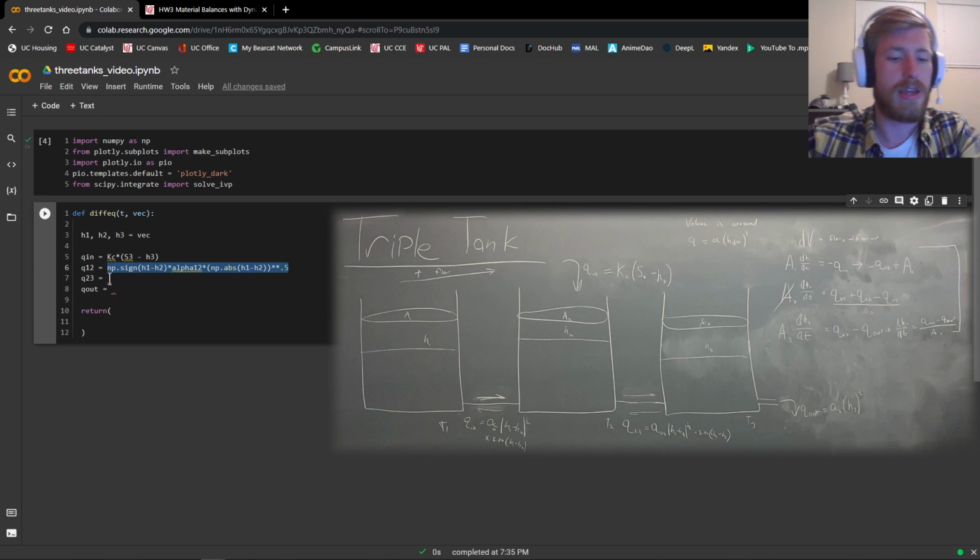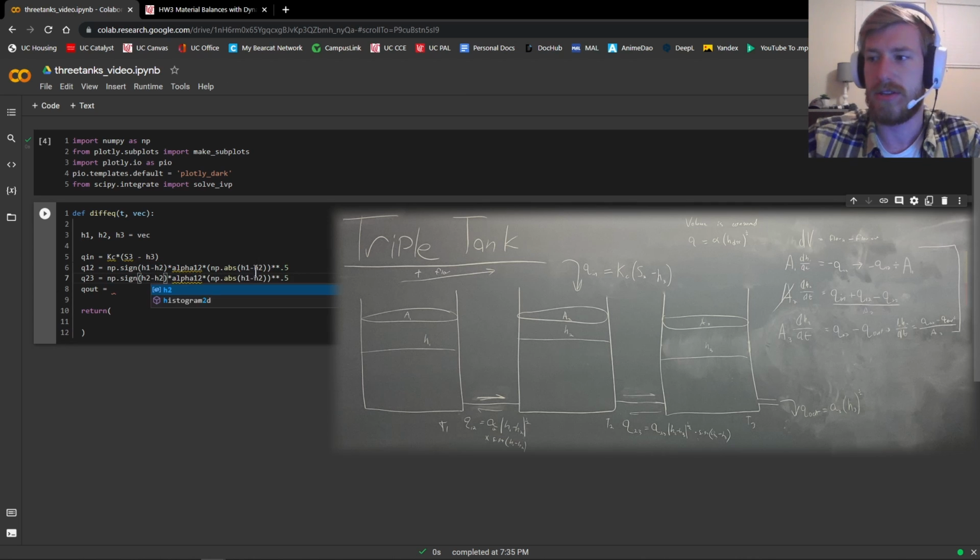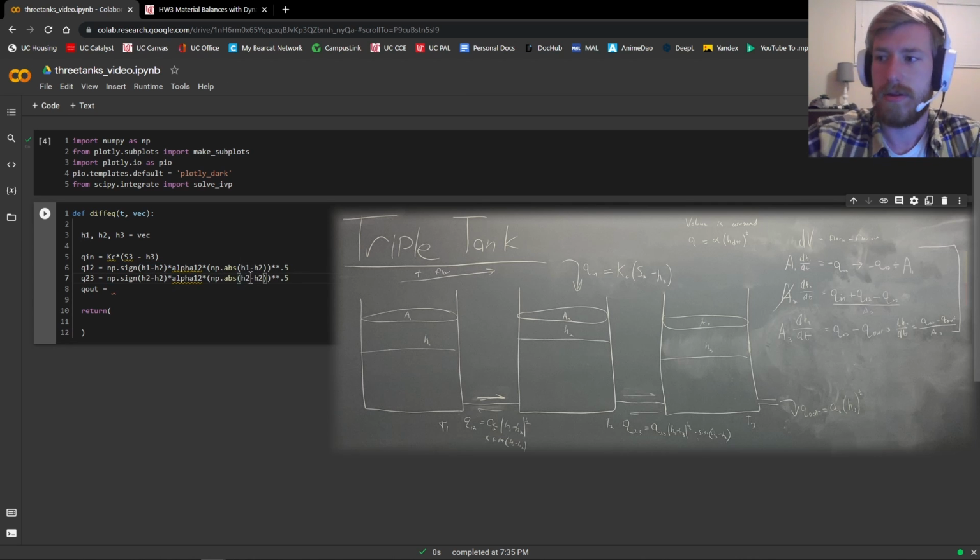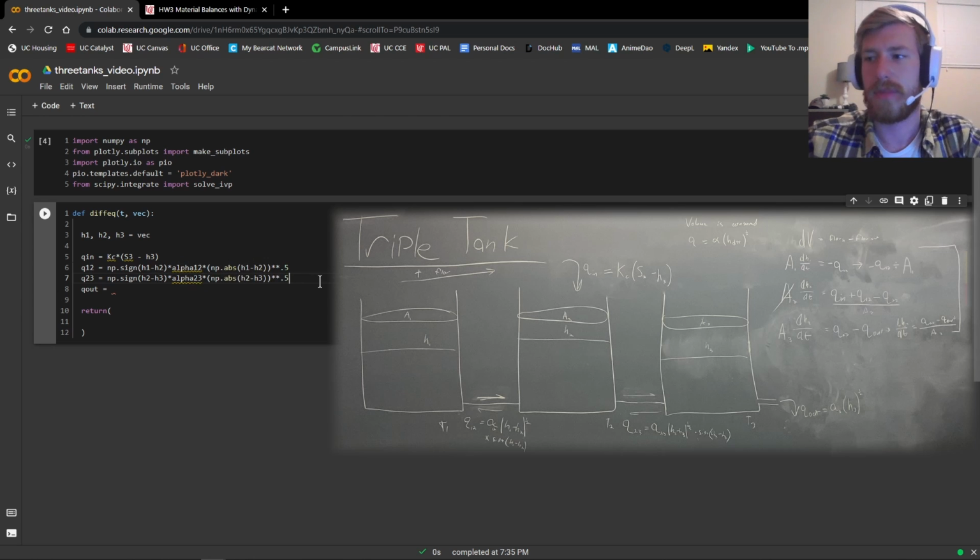And for tank 2 and 3, it is basically exactly the same, except all the tank 1s turn into tank 2s, and all the tank 2s turn into tank 3s, because again, we're talking about the flow from 2 to 3, and alpha 1, 2 becomes alpha 2, 3. That's our only difference between the two of them.